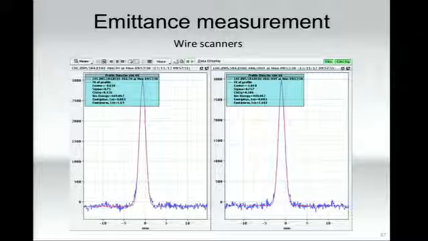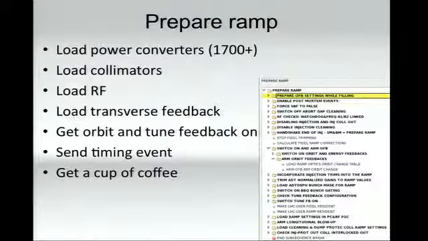We then, when the machine's full, we prepare the ramp. We load our 1700 power converters, load the collimator functions, load the RF transverse feedback, get the orbit and tune feedback on, send a timing event, and then we go and get a cup of coffee. Because once we've started the ramp, which is started with a timing event, there's not a lot we can do except switch the orbit and tune feedback back on if they trip off. And as I said, we went through that earlier, so a lot of systems involved.